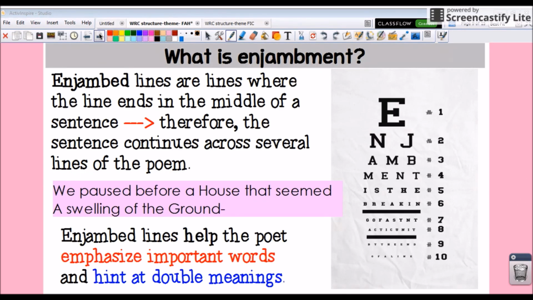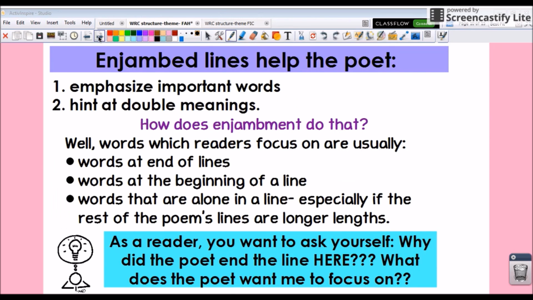So you can see here's another example. This comes from an Emily Dickinson poem. And once again, you have the end of the line, which is not the end of the sentence. The sentence is continuing. So why would a poet want to write in this way? Well, basically, enjambed lines can help the poet emphasize important words, and it can also hint at double meaning. So it's just another technique that a poet can use to call attention to things that they find to be important. They're basically trying to call attention to something to the reader.